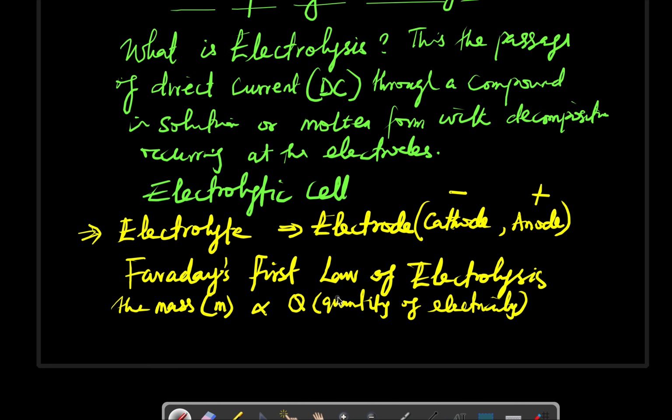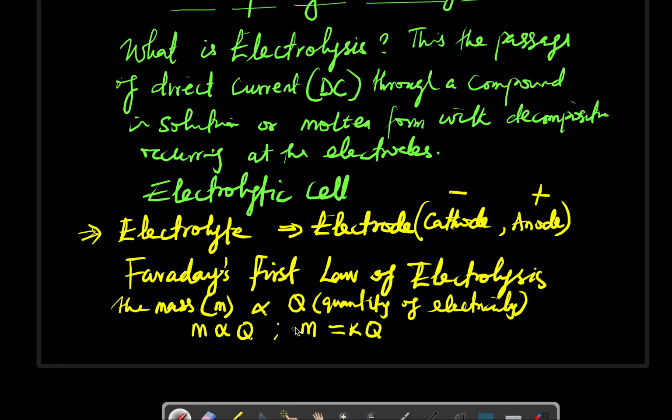That's pretty simple. So here M is for the mass, Q is for the quantity of electricity. I'm going to produce a formula from this. So if we say M is directly proportional to Q, what this means mathematically, if we remove this proportionality sign, we are going to be introducing an equal sign, so M will be equal to K, then we have this Q.